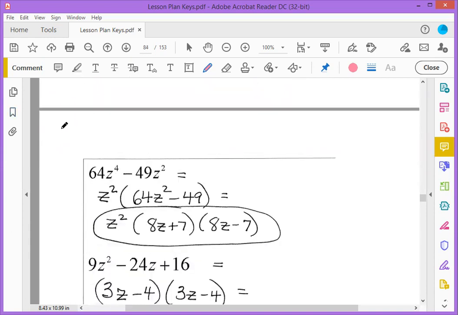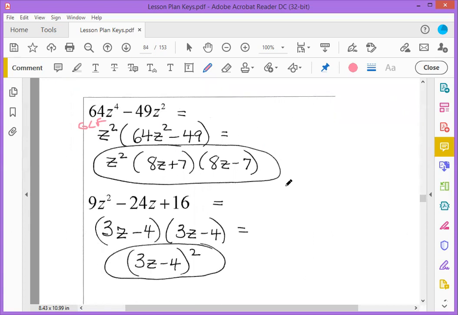All right, in our next example, we have a GCF, a common factor that we need to factor out at the beginning. Our z to the second power. We factor z squared from both of these terms. When we factor z squared from 64z to the fourth power, we get 64z squared in parentheses. And when we factor z squared from the minus 49z squared, we get minus 49 in parentheses. So carry down your z squared, and 64z squared and 49, both of those are perfect square terms.